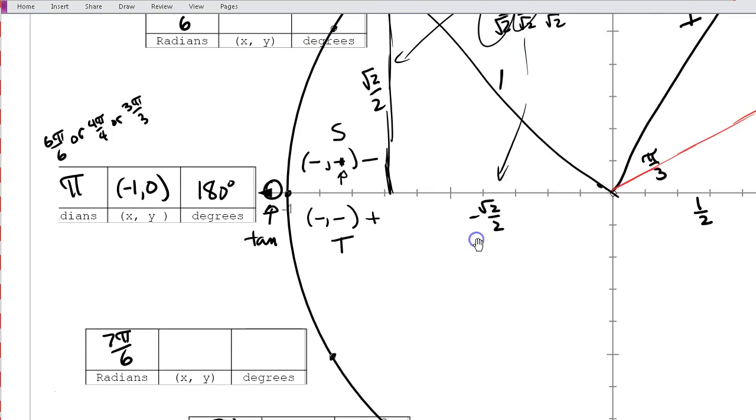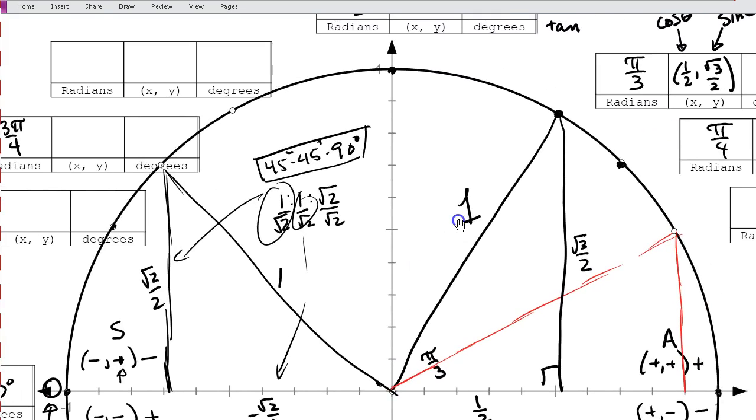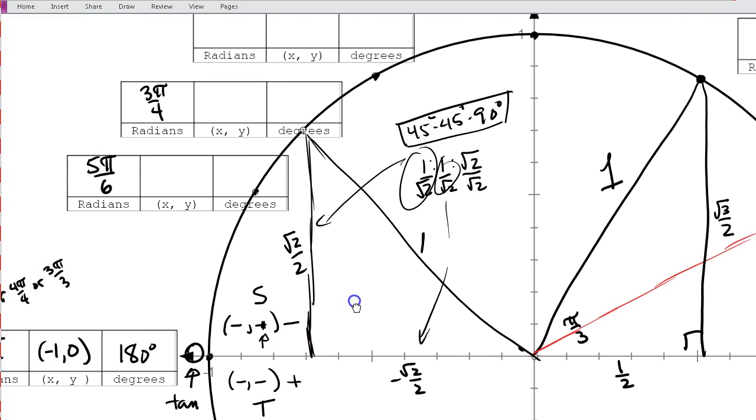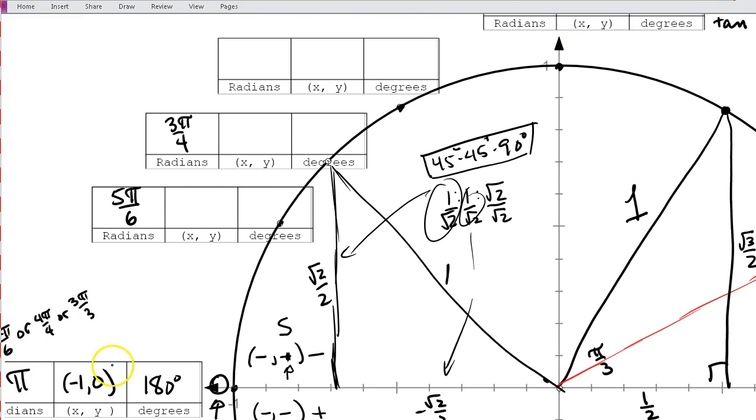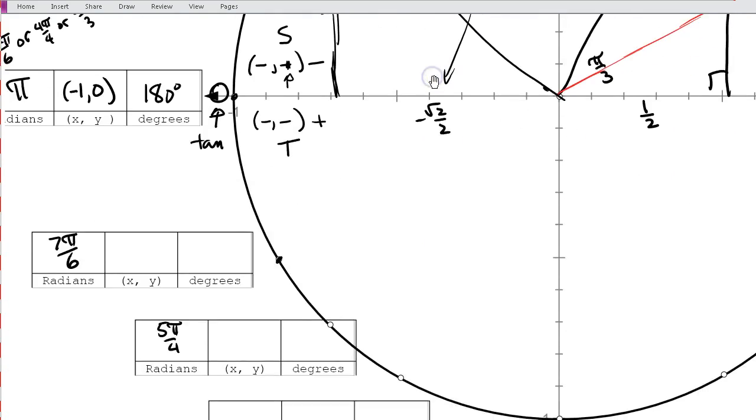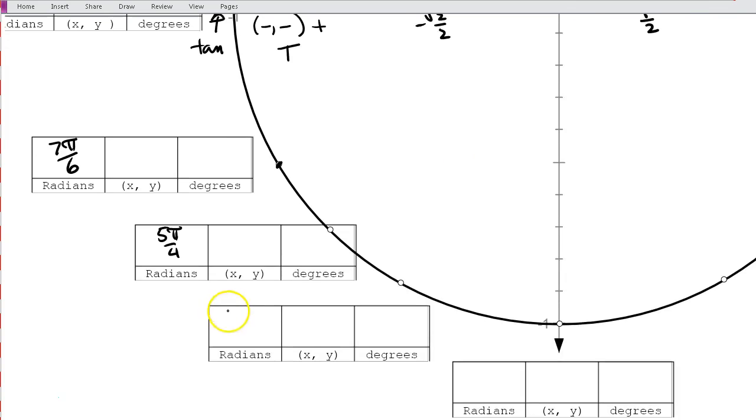Alright, now for the pi over 3's. My pi over 3's are closer to the y-axis because that's 60 degrees. So this is going to be a pi over 3 over here. Again, it was 3 pi over 3 to get to 180. So if I go 1 pi over 3 back, that's going to be 2 pi over 3. So I'm going to go 2 pi over 3, 3 pi over 3. So the next one down here has to be 4 pi over 3.